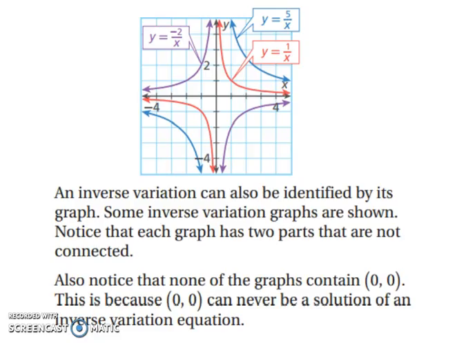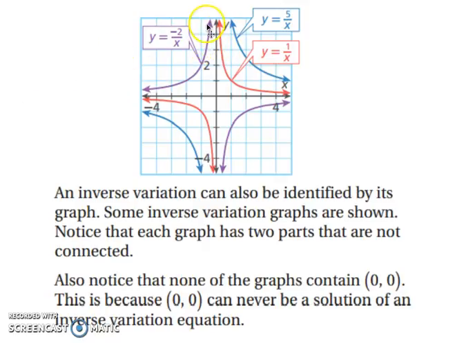An inverse variation can also be identified by its graph. Some inverse variation graphs are shown. Notice that each graph has 2 parts that are not connected. Also notice that none of the graphs contain 0, 0. This is because you can never have 0, 0 as a solution of an inverse variation equation. It kind of puts the 0 in the denominator, which doesn't work out so well.